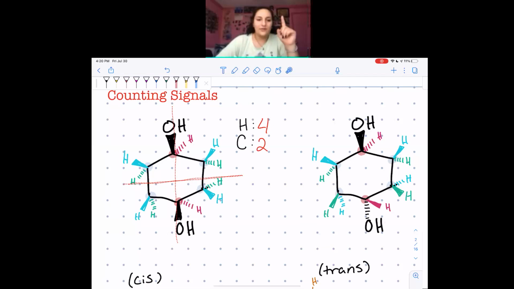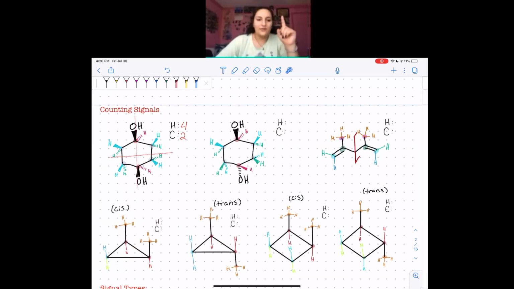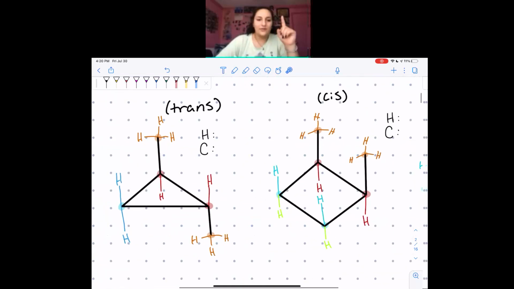Practice this one on your own. The only difference is it's trans instead of cis. So now we are going to look at the cyclopentane and the cyclobutane. Dr. West really likes these examples. I'm sure you probably saw it on exam 1. And I have one trans example and one cis example for you.